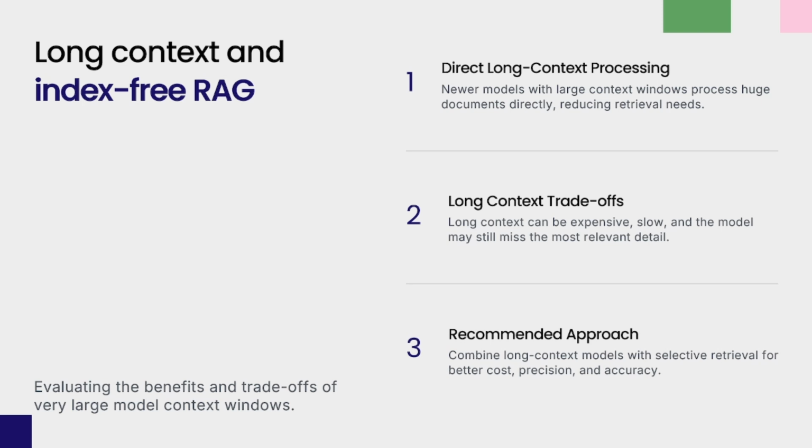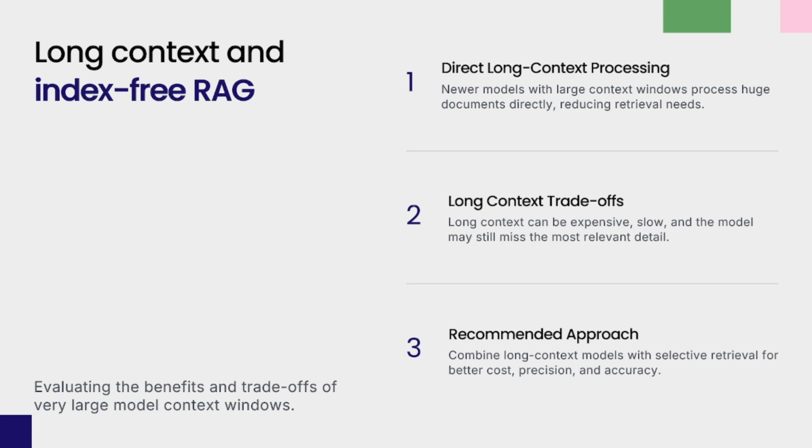Long context trade-offs. So long context can be expensive, slow, and the model may still miss the most relevant detail. So they are very, very expensive and slow. It may involve a lot of token usage, and may even generate irrelevant information and make the agent hallucinate.